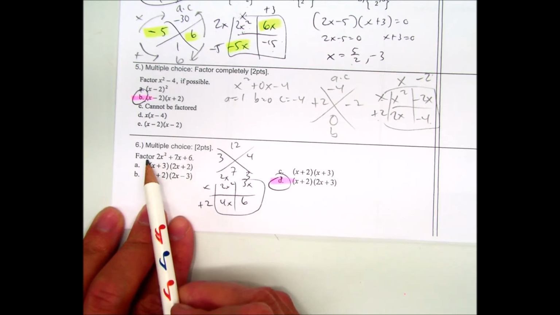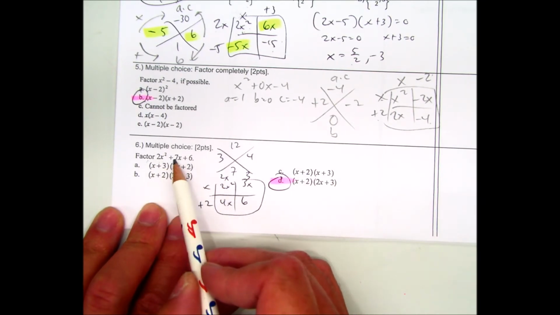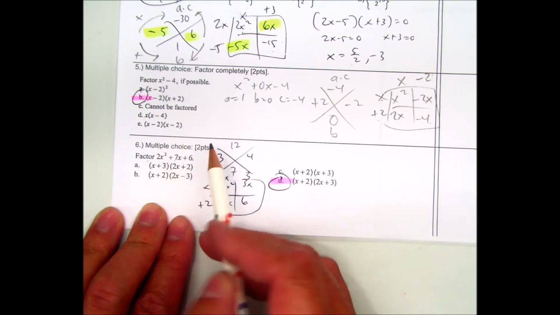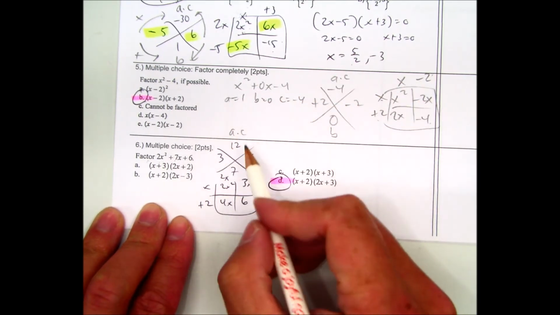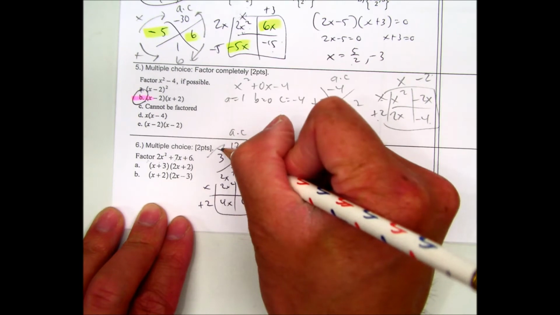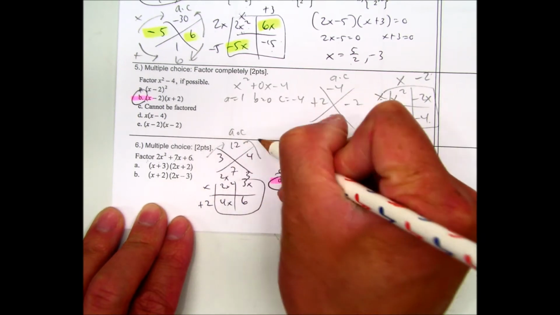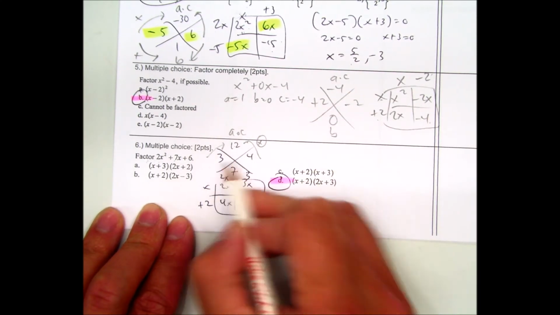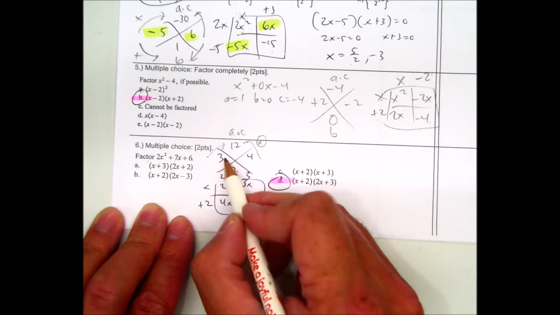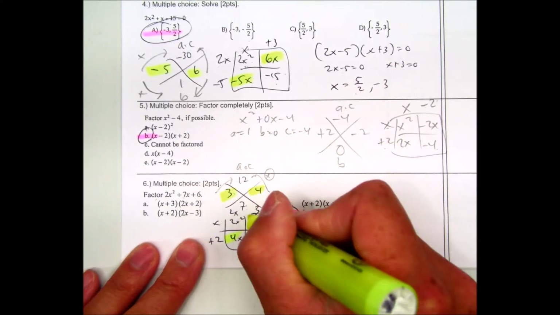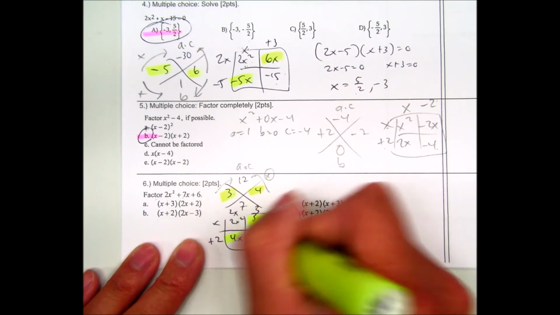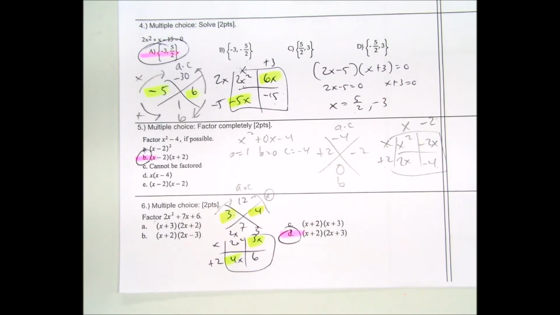Question number 6, it tells me to factor. A is 2, b is 7, c is 6. A times c is 12. Your b value is 7. Two numbers that multiply to be 12 are 3 and 4, and they also add to be 7. So I take the 3. 3, it doesn't matter. They just have to be in the top right, bottom left.